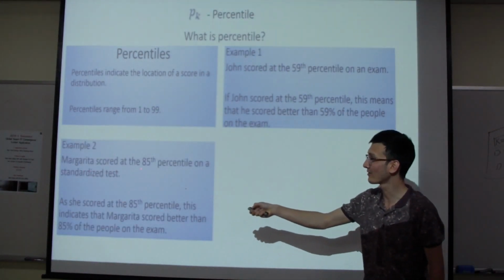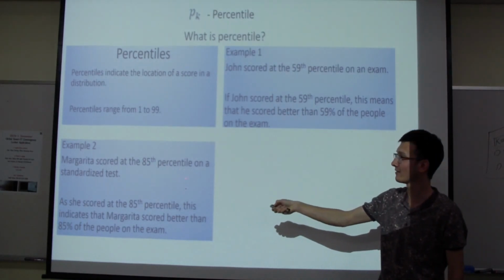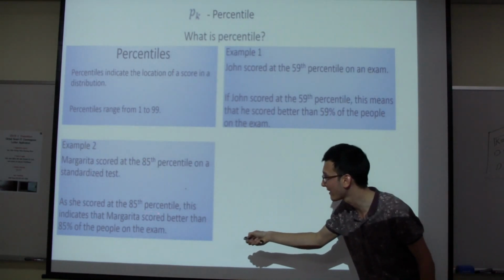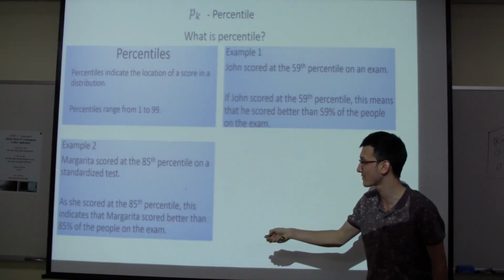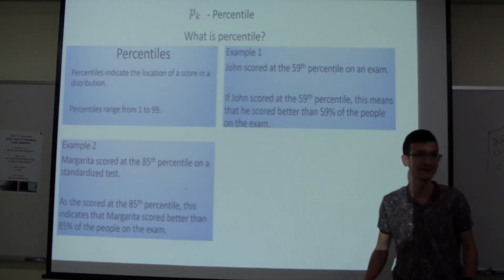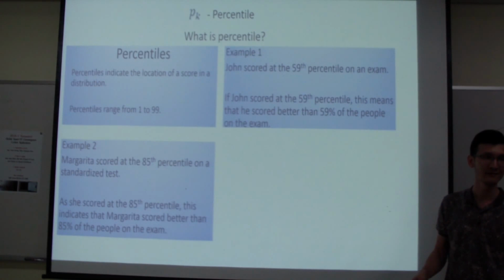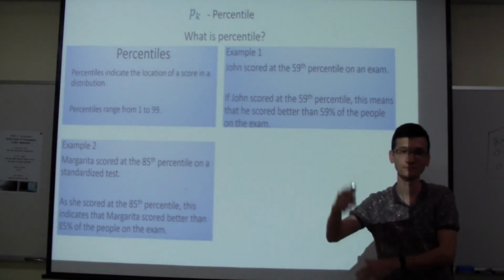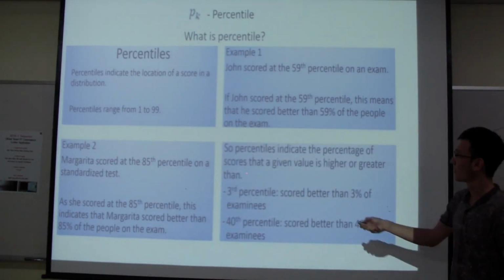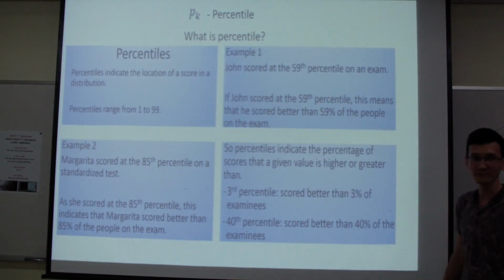Example 2. Margaret scored at the 85th percentile on a standardized test. As she scored at the 85th percentile, this indicates that Margaret scored better than 85% of people on the exam. You understand what's percentile? So you say it's greater than. If John scored at the 59th percentile, this means that he scored better than others.